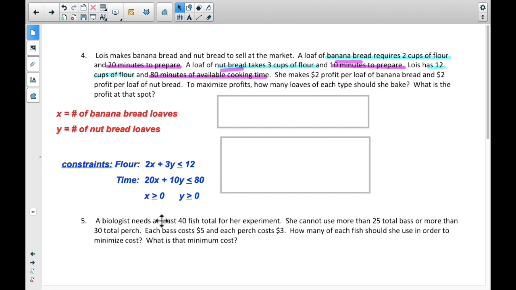Of course, we also want to say that you can't have negative loaves of bread, so x is greater than or equal to 0 and y is greater than or equal to 0. Next thing is we are going to plug these into Desmos. So go to Desmos, plug them in.